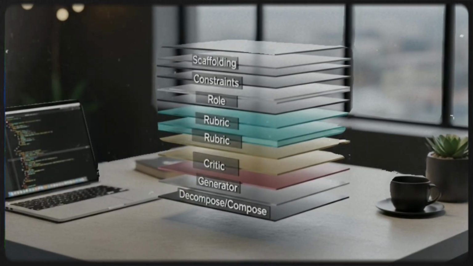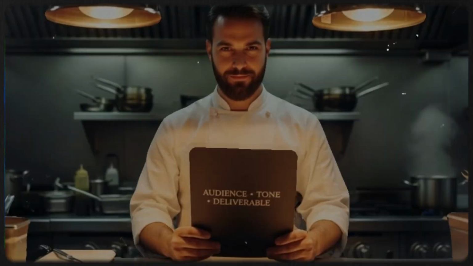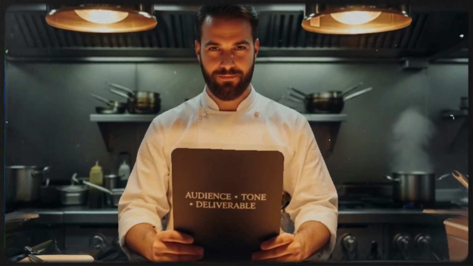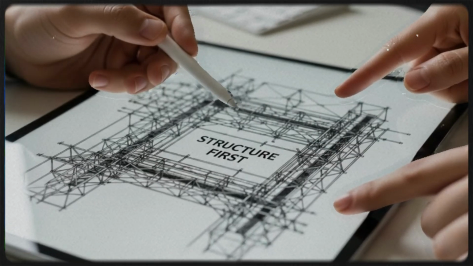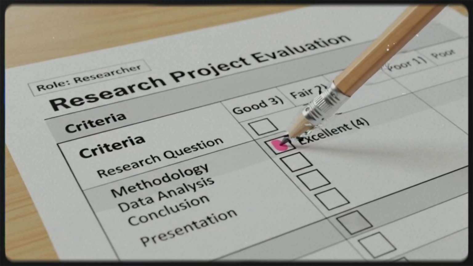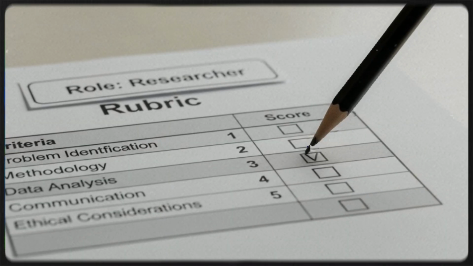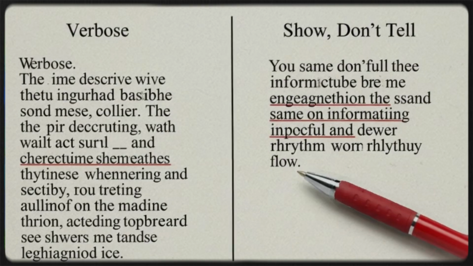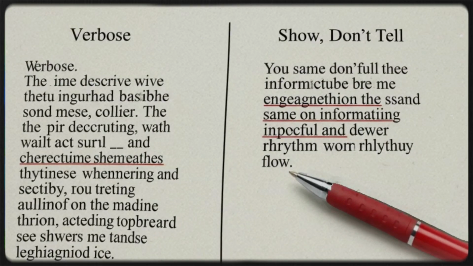Now watch how these mental models stack into a single flow. You brief like a chef with audience, tone, and deliverable. You demand scaffolding first to agree on structure. You add constraints as kindness to force brevity and truth. You set a role and rubric so the model aims at a standard. You include a show, don't tell exemplar, so cadence is right.